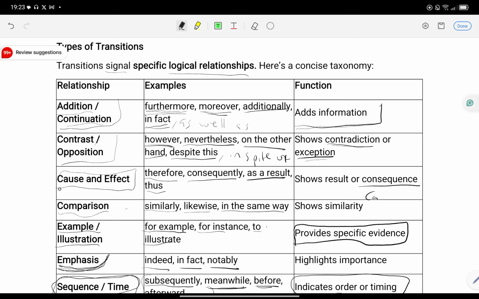We have the logical relationship of cause and effect. Cause and effect just means one thing is a result of another. That is, one thing is the reason for another. Cause is the reason, effect is the result. So the kinds of words that show this relationship include therefore, consequently, as a result, and thus. All of these show result or consequence.